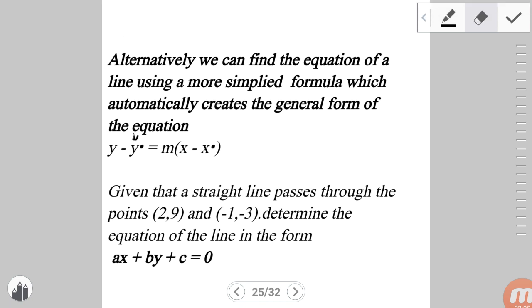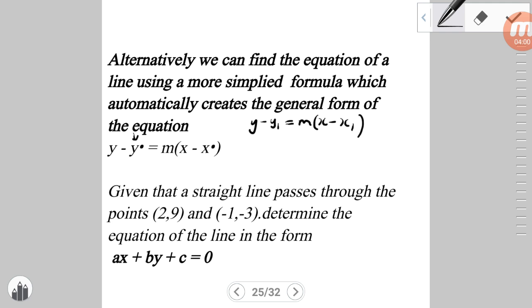And so this new formula is going to be a formula that says y minus y1 equal m times x minus x1. We're going to be looking at that. So when we look at this formula, I had to insert a little dot. I couldn't get the subscript here. So that is the actual formula. y minus y1 is equal to m times x minus x1.